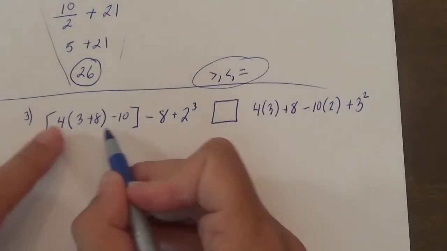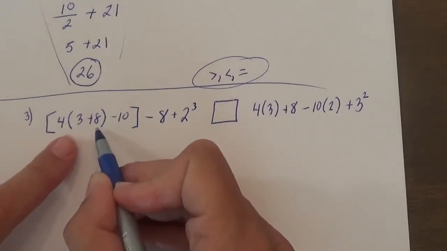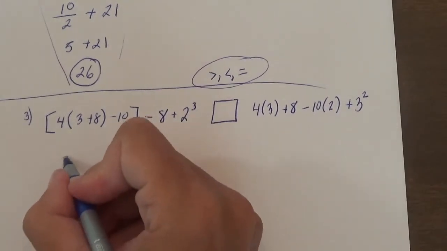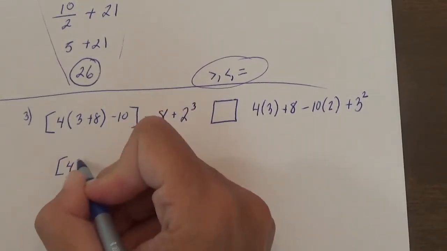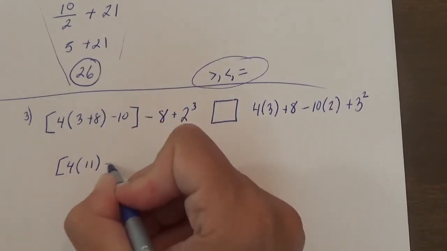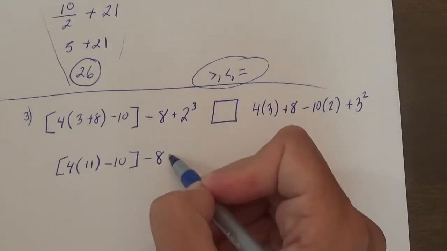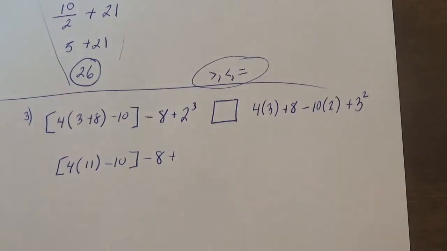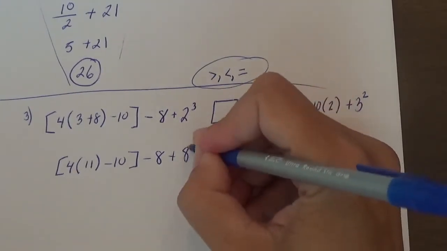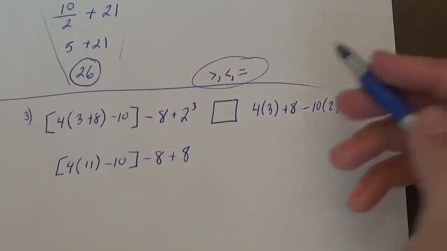We've got parentheses inside parentheses, so do the innermost ones first. So 3 plus 8 is 11. We could do this exponent. Oh man, do you know what an exponent does? It's not 2 times 3. It's 2 times itself 3 times. So 2 times 2 is 4 times another 2. That's actually 8. All right, let's keep going here.